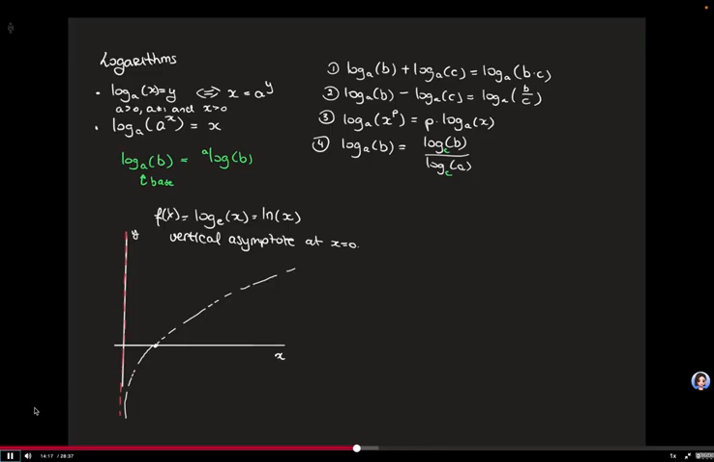So now I have an example that we can go through in order to make sure that we understand all the rules. Now we're going to solve an equation.